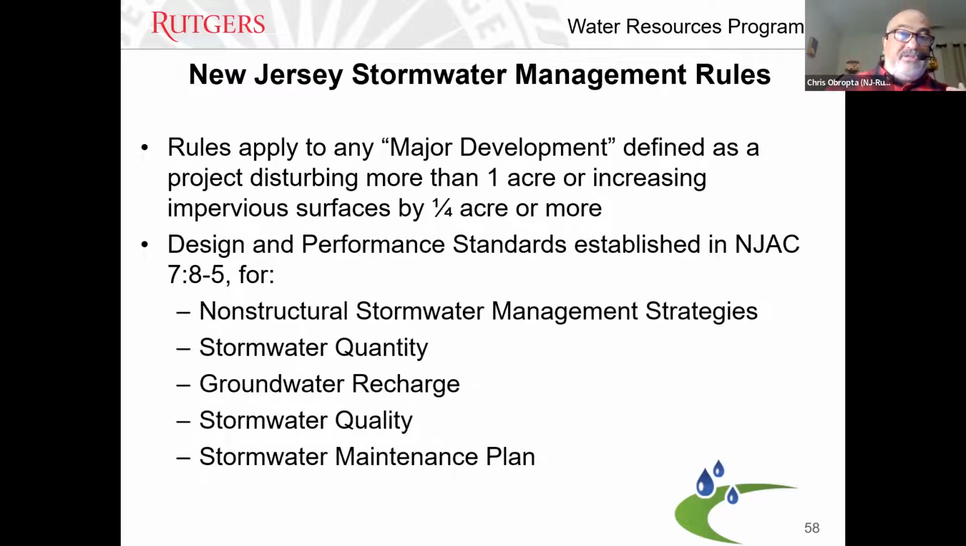So these regulations apply to any major development, which is defined as disturbing more than 1 acre or increasing impervious cover by 1/4 of an acre. Okay, and these are kind of the design performance standards they have in the regulation. There's quantity, recharge, quality. There's maintenance requirements, so you have to have a maintenance plan whatever you build, and you still have to do these kind of non-structural stormwater management strategies, but we do that through the adoption of green infrastructure.